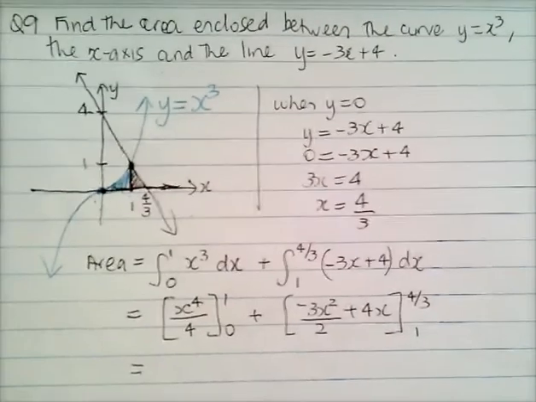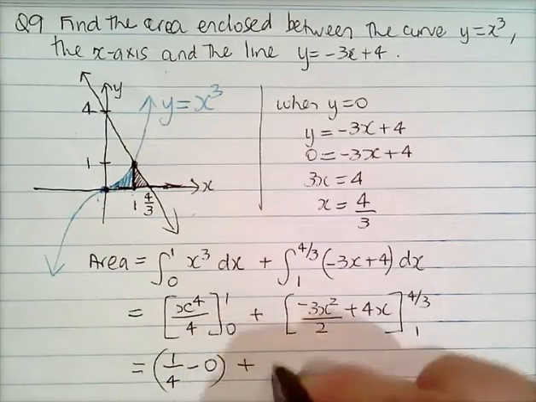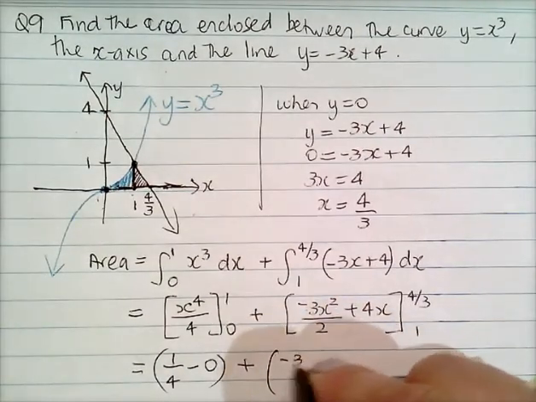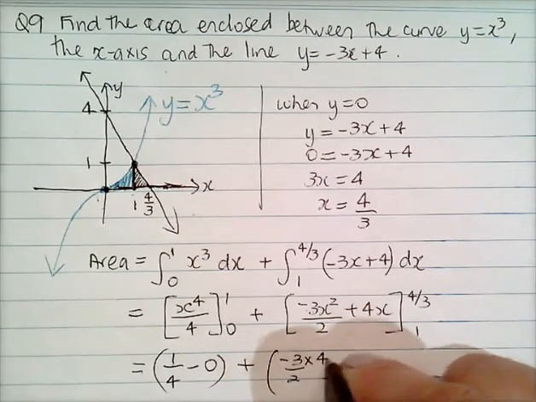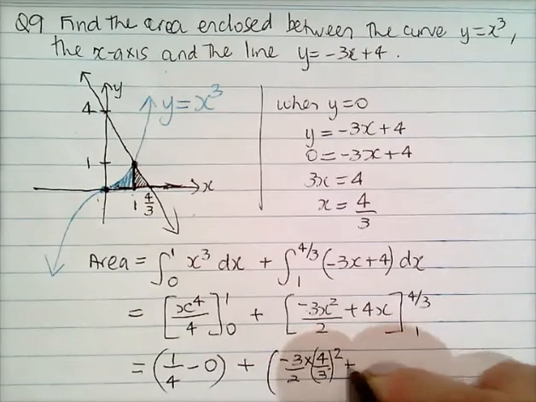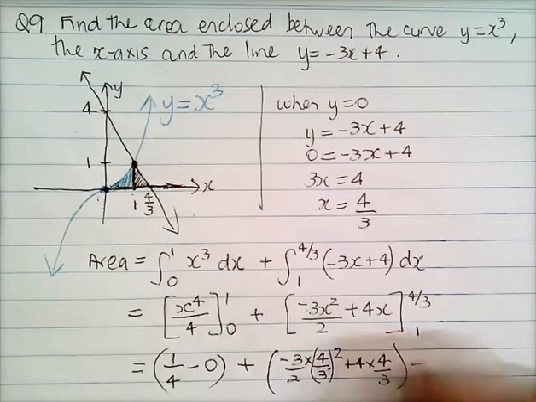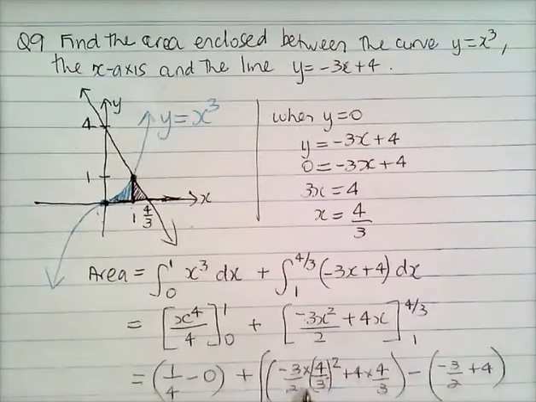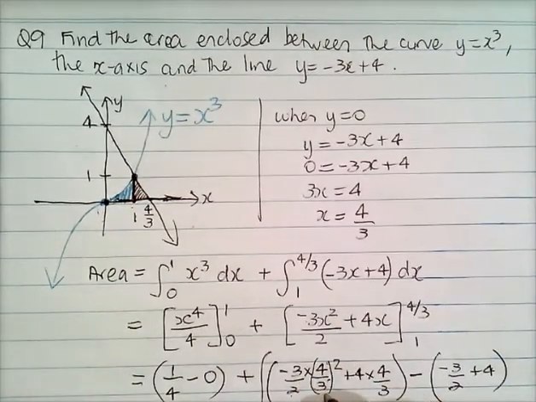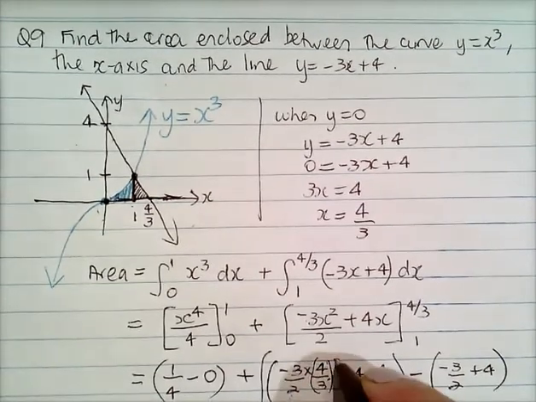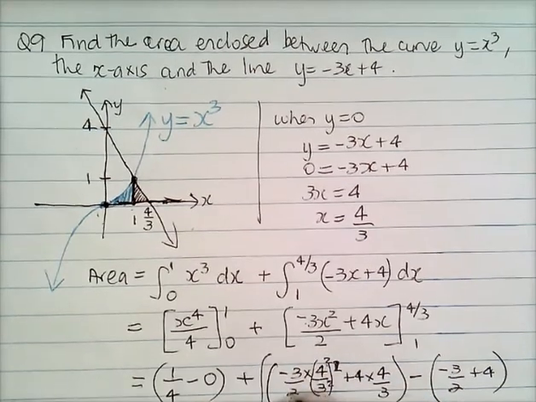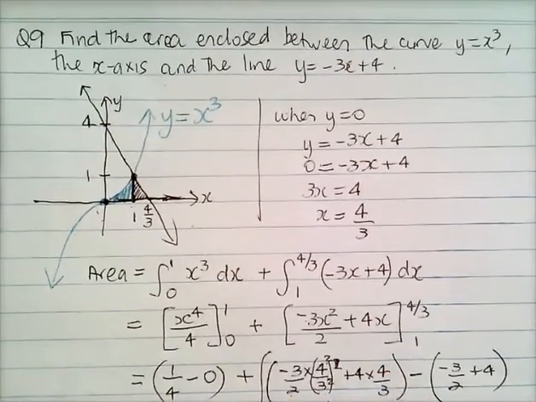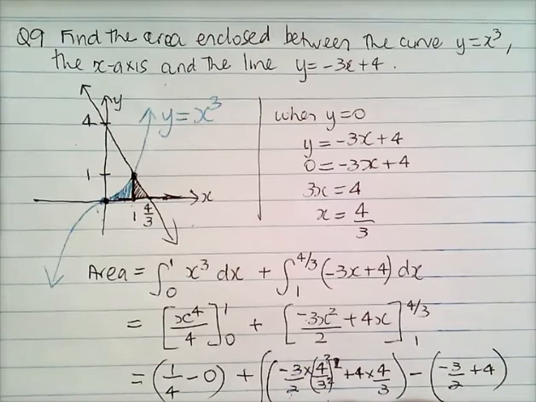And doing that substitution now, we will get a quarter minus 0 plus, now we're substituting in 4 on 3, so it's negative 3 over 2 times 4 on 3 squared plus 4 times 4 on 3, you might want to do this on the calculator, take away, substituting in 1, you get minus 3 on 2 plus 4. So it's a quarter plus, you get some cancelling out here. This is 16 over 9 times negative 3 on 2. You'll get some cancelling, and you'll get 8 over 3, so you get minus 8 over 3 plus 16 over 3 there. You want to check that on your calculator. Take away, so we've got minus 1.5 plus 4 is 2.5.